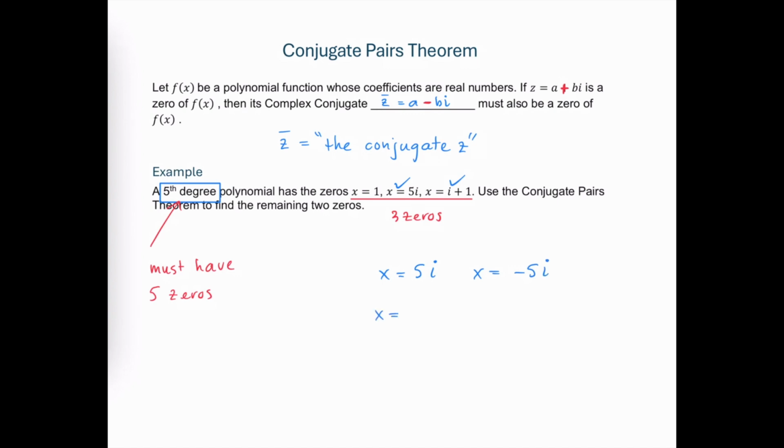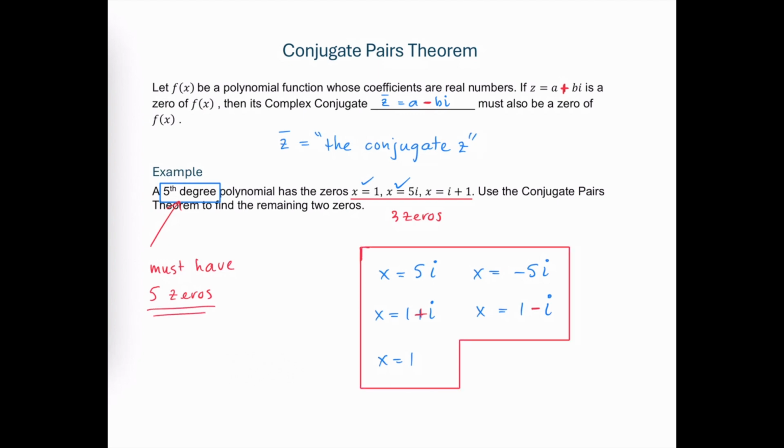If we have x equal to 1 plus i, I'm switching that to being 1 plus i instead of i plus 1, which is the same thing, then its complex conjugate, 1 minus i, must also be a zero. Remember, in order to get the conjugate of a complex number, we switch the sign on the imaginary piece. Of course, x equal to 1 is also a zero, but that's a real number. And now we have all 5 of the zeros that we were expecting from a fifth degree polynomial.